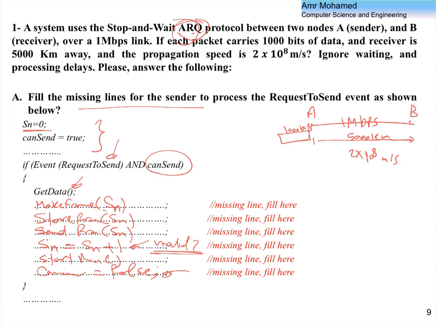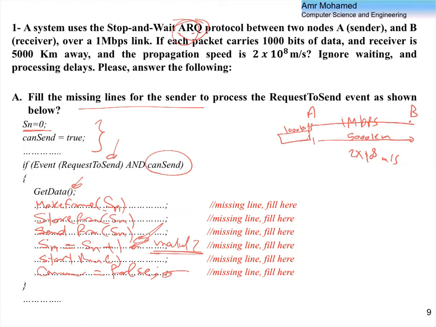So that's the sequence for the case of stop and wait. In go back n, there is a slight modification. This can send becomes a window, and you have to check whether the incoming frame is outside the window. And of course, here the increment of Sn becomes a modulo.